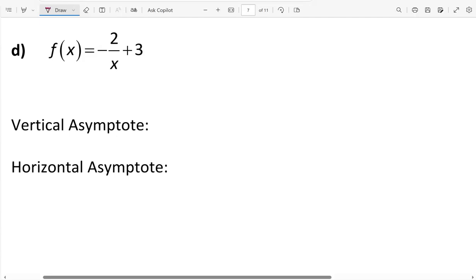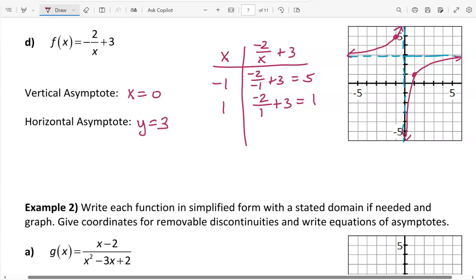Okay, it's your turn to try. Try D on your own and pause the video while you do this. All right, here's what you should have gotten.